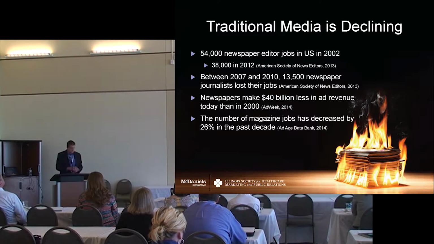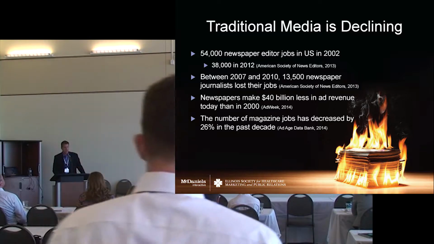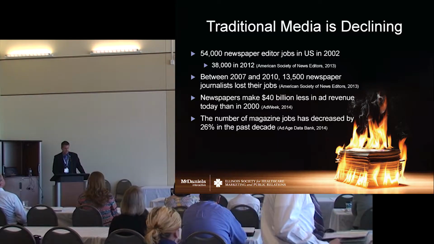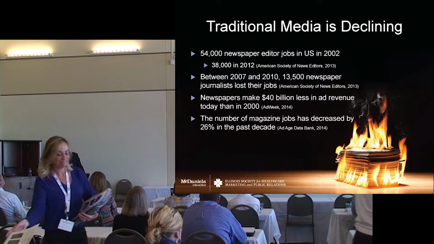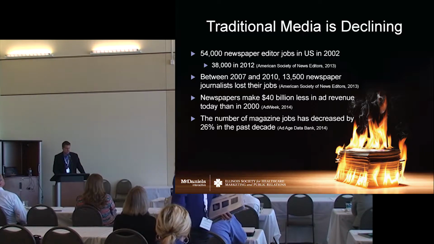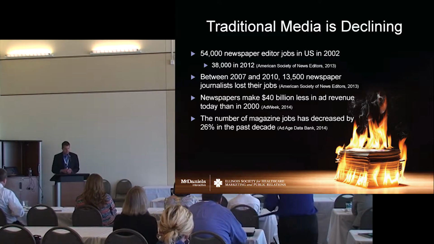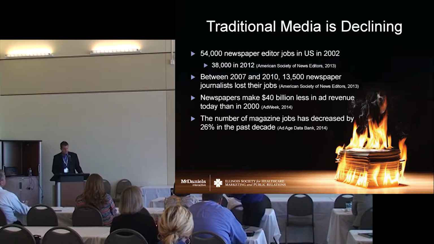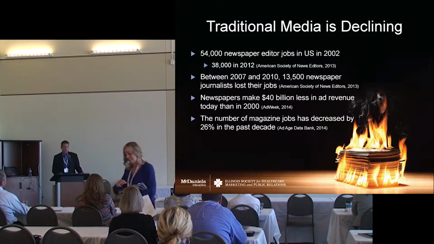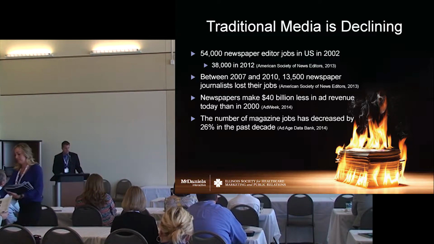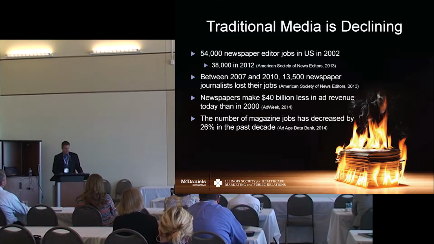So a little bit more about traditional media declining. I'll go over this quickly. In 2002, there were 54,000 newspaper editor jobs. Now we're down to 38,000 in 2012, and these are nationwide stats. Between 2007 and 2010, 13,500 newspaper journalists lost their jobs. Newspapers make $40 billion less in ad revenue today than in 2000. And the number of magazine jobs has decreased by 26% in the past decade.